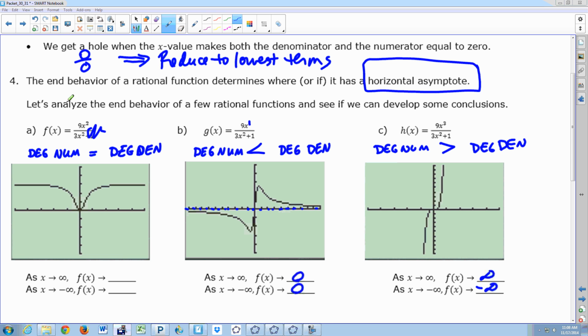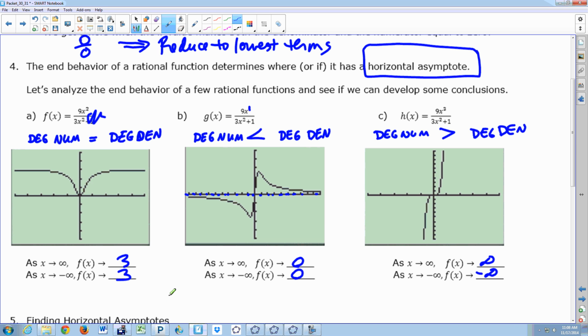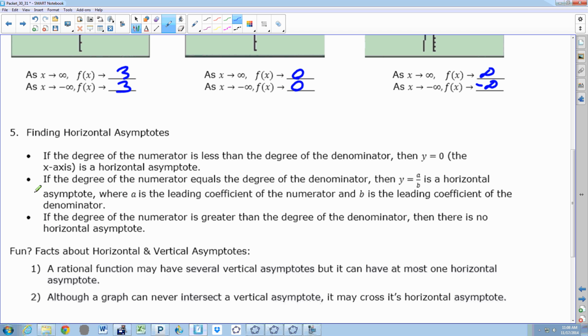And what you're really looking at is 9x squared over 3x squared, which reduces to what? 3. You just literally take the leading coefficient in the numerator and divide it by the leading coefficient in the denominator. So that's your horizontal asymptote, 3 for this particular function. So all that's written here in your conclusions. I wrote it somewhere. Here it is. That's all written here in your conclusion.